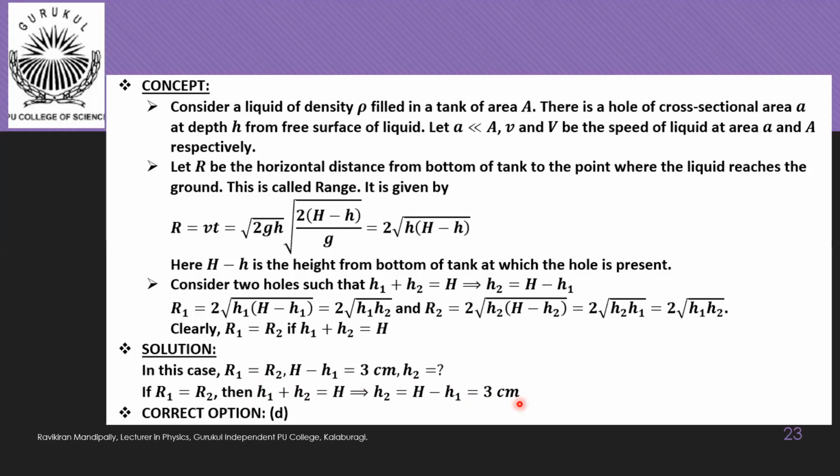That means you can very clearly see here that the position of the first hole from the bottom of the tank and the position of the second hole from the top of the tank have the same numeric value. That means if there are two holes which are at the same distance, one from top, one from bottom, then the range of liquid coming from them would be equal. This is another shortcut to remember. Here the correct option would be option D in this question.